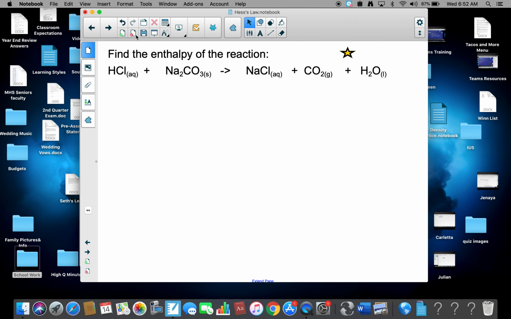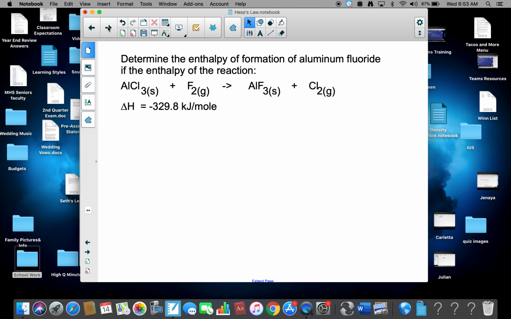Find the enthalpy of the reaction HCl aqueous plus Na2CO3 solid yields NaCl aqueous plus CO2 gas plus H2O. And then do this one. It's a little bit different. We'll do this in class. Determine the enthalpy of formation of aluminum fluoride if the enthalpy of the reaction AlCl3 solid plus F2 gas yields AlF3 solid plus Cl2 gas is negative 329.8 kilojoules per mole.